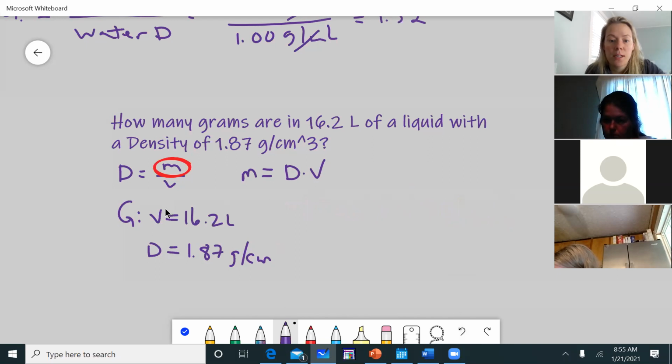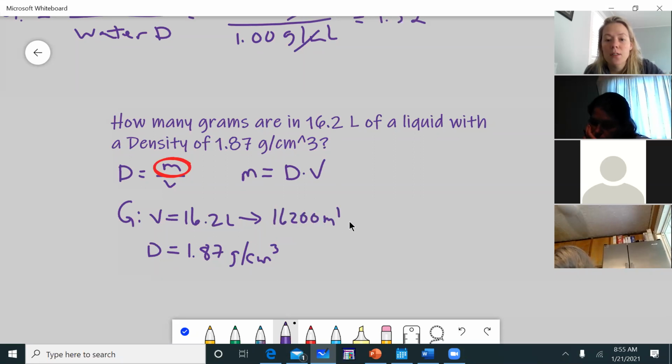Another thing you can do is, when you're staring at your given information, make sure the units are lining up. This is in liters, this is in centimeters cubed. So I need to get liters to centimeter cubed. The first thing I'm going to do is get liters into milliliters. So move the decimal over 1, 2, 3 spots, or 16,200. So this is milliliters. And remember, a milliliter and a centimeter cubed, or a cc, are the same unit. So this is equivalent to 16,200 centimeters cubed. Same thing.